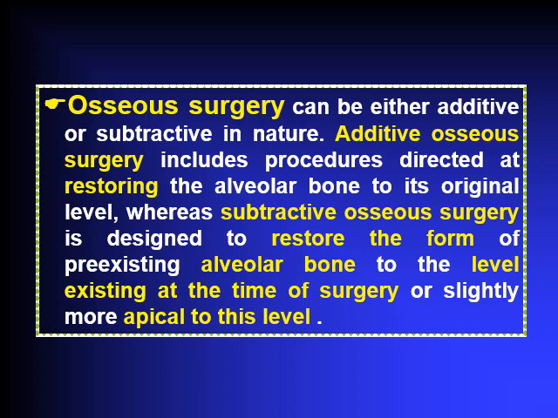What is the meaning of additive? Additive osseous surgery includes procedures directed for restoring the alveolar bone to its original level. It is not to its original level, it is almost nearly to its original level. This is done by the bone grafting techniques, whereas subtractive osseous surgery is designed to restore the form of the pre-existing alveolar bone to the level existing at the time of surgery or slightly more apical to this level.